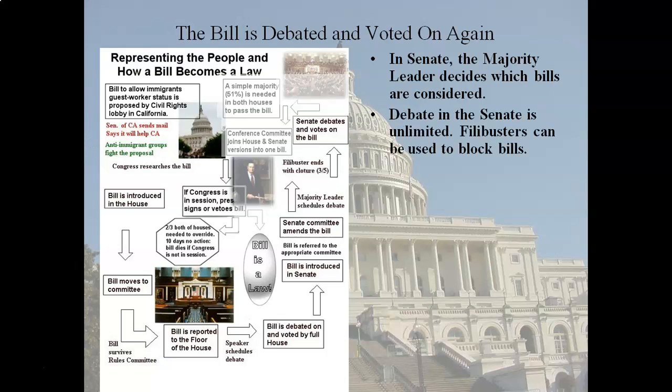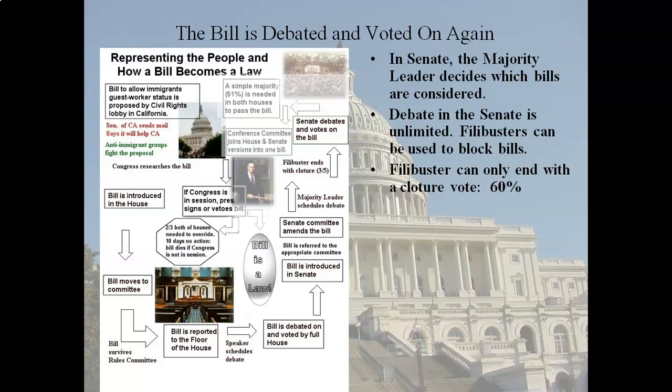Debate in the Senate is unlimited, remember that. So you can filibuster the bill, and filibusters will be used to block bills. Virtually every single bill in the Senate that has any kind of controversy or partisanship involved at all will be filibustered. And it takes that 60-vote cloture vote, or 60% cloture vote, to end the filibuster.